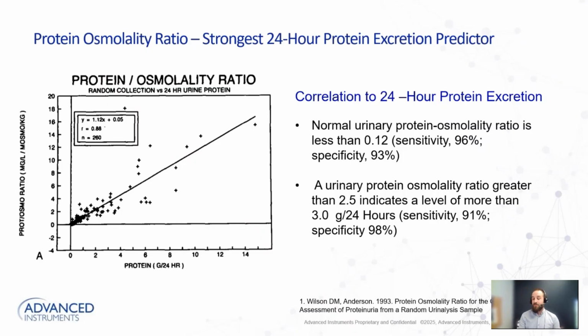So this is the strongest predictor of the 24-hour urinary protein output. So in a patient with a normal urine protein osmolality ratio, if that is less than 0.12, then we know that the level of proteinuria in the patient is normal without waiting the full 24 hours to actually collect the urine from the patient.